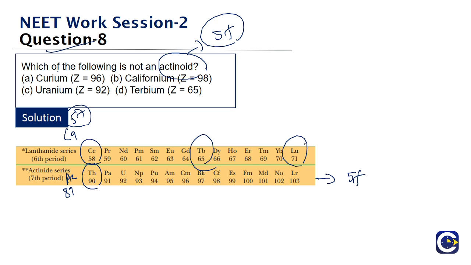What is the question they are asking? Which of them is not an actinoid? So what is the answer for this? It is terbium. So the thing that we'll remember in answering these kind of questions is what? The atomic number range of lanthanoids. What is it? 58 to 71. What is the atomic number range of actinoids? It is 90 to 103. So these are the atomic number ranges of lanthanoids and actinoids.